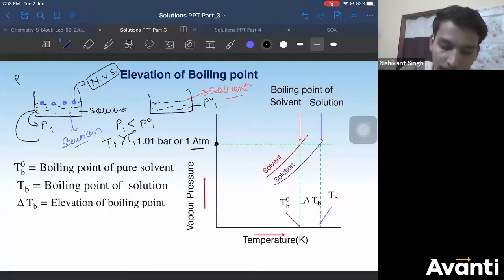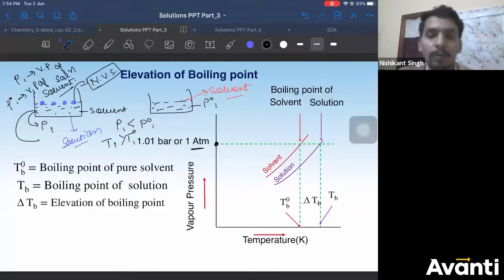So P1 is vapor pressure of solution. P01 is vapor pressure of solvent. Right? I hope it is clear now.